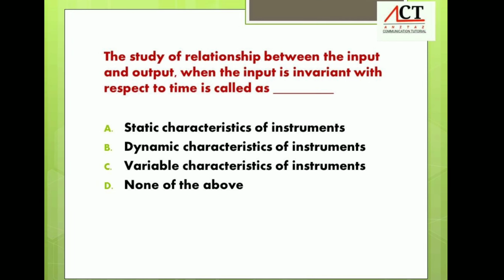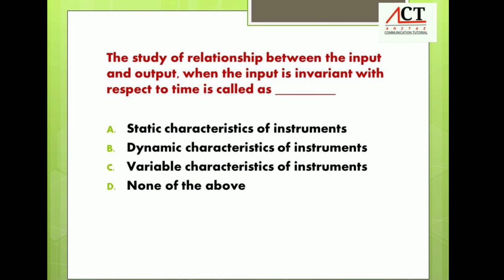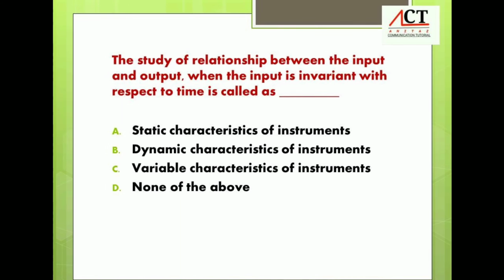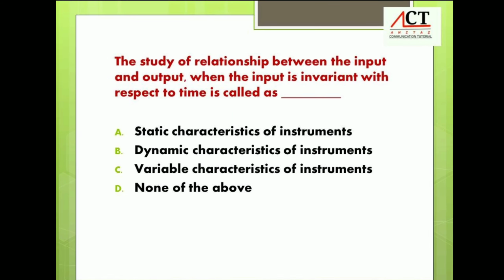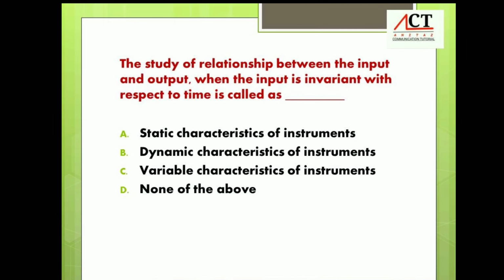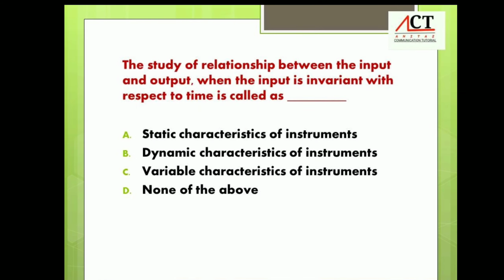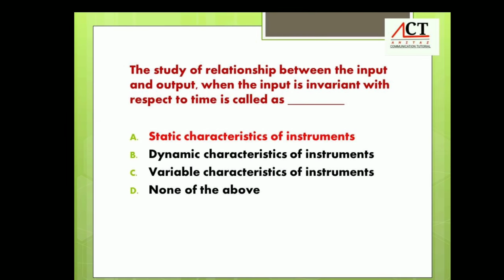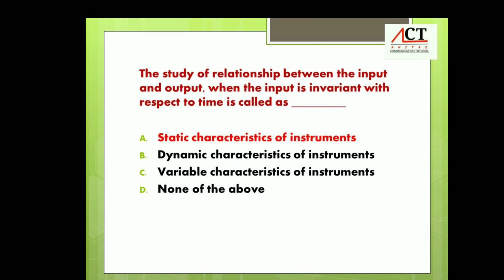Next question is, the study of relationship between the input and output when input is invariant with respect to time is called as A, static characteristics of instruments, B, dynamic characteristics of instruments, C, variable characteristics of instruments, and D, none of the above. The correct answer is option A, that is static characteristics of instruments.